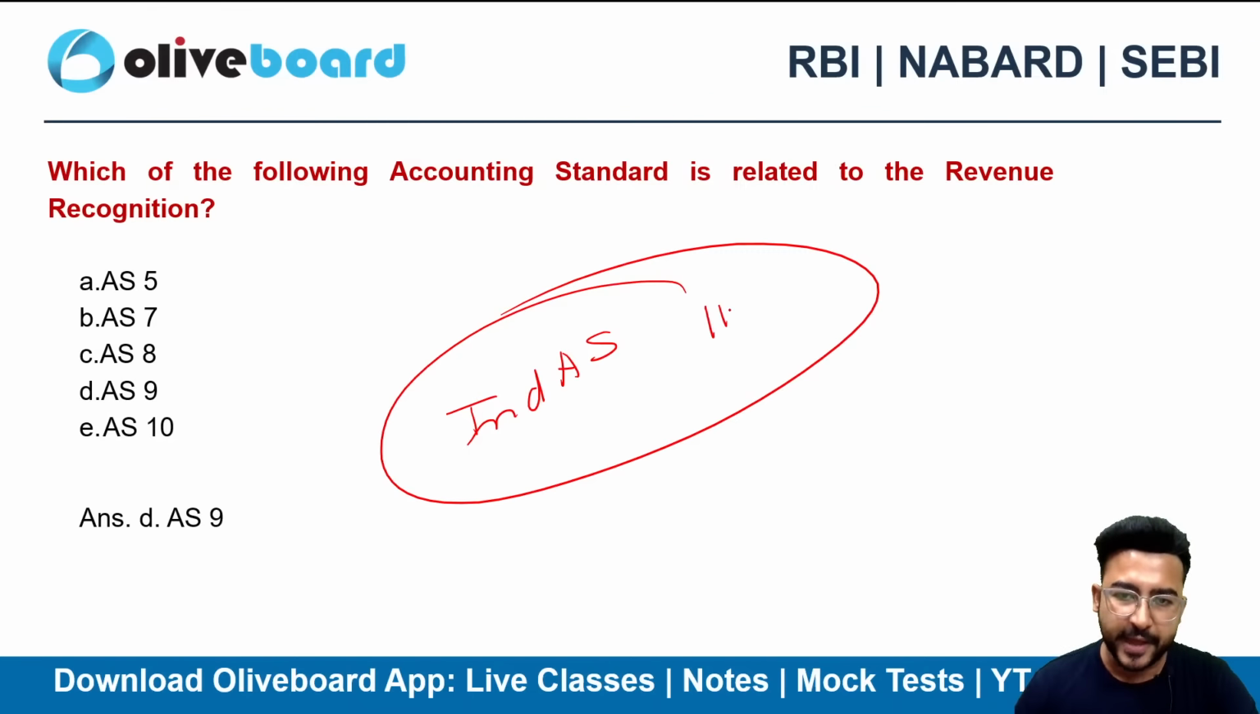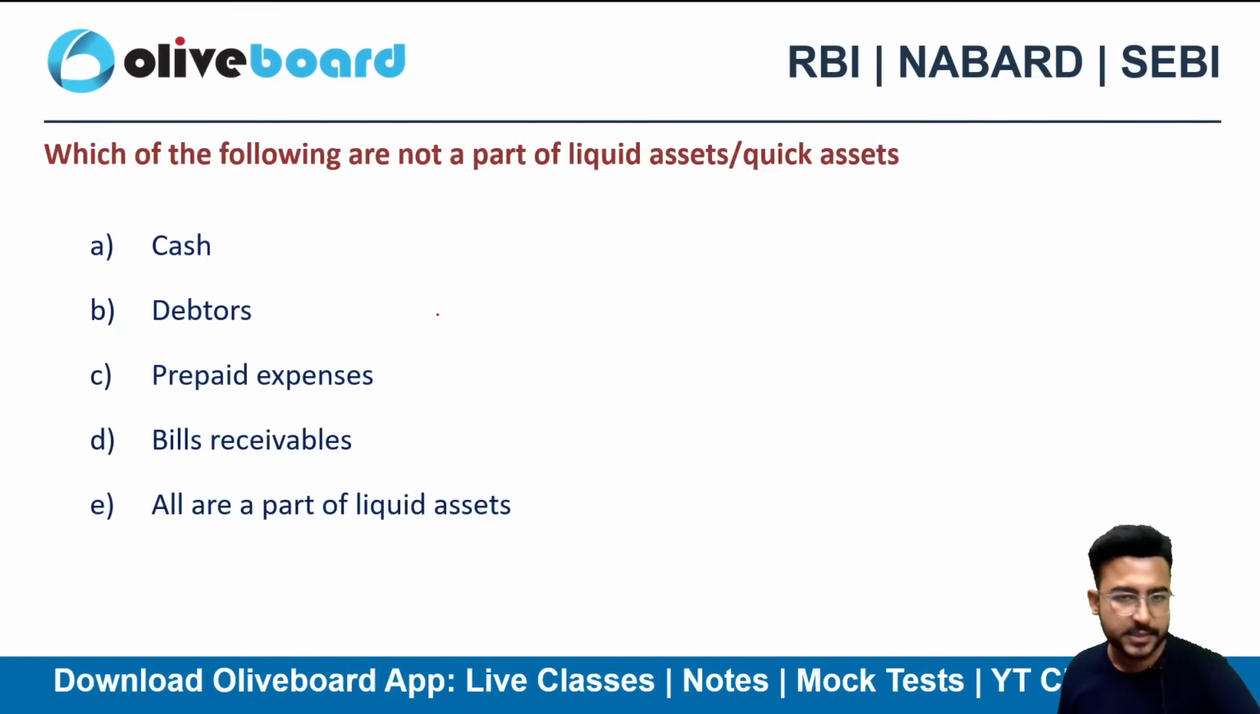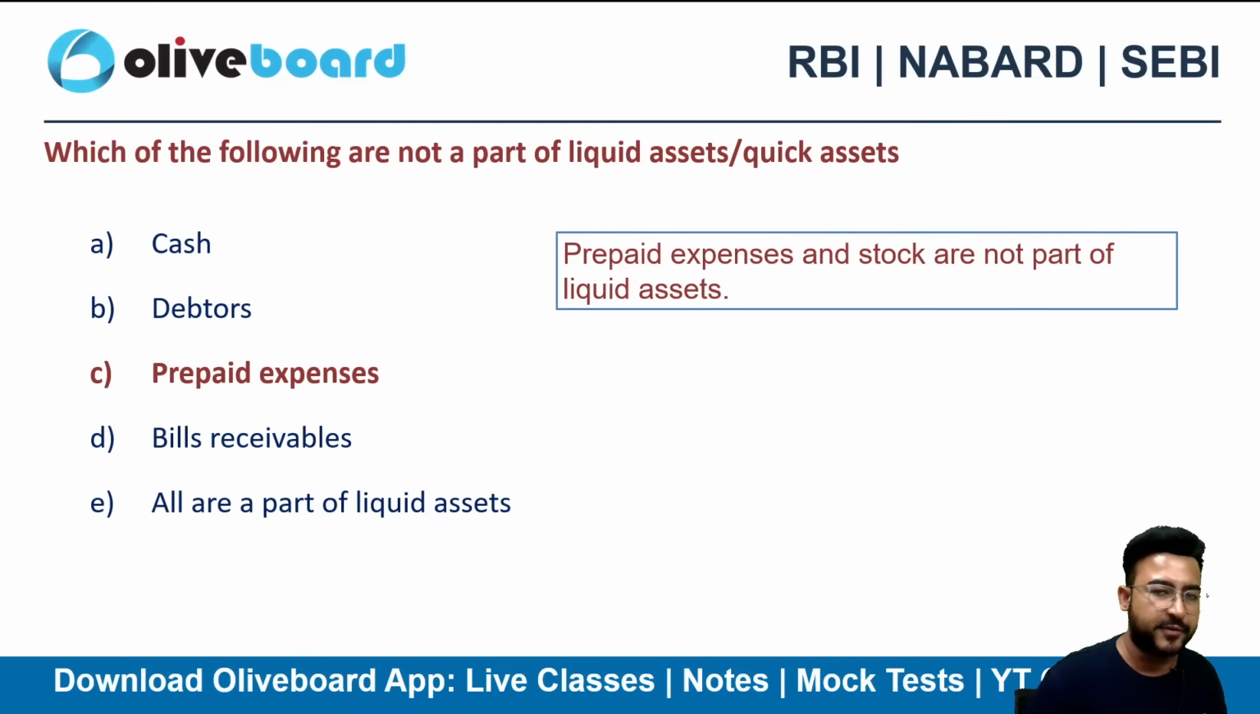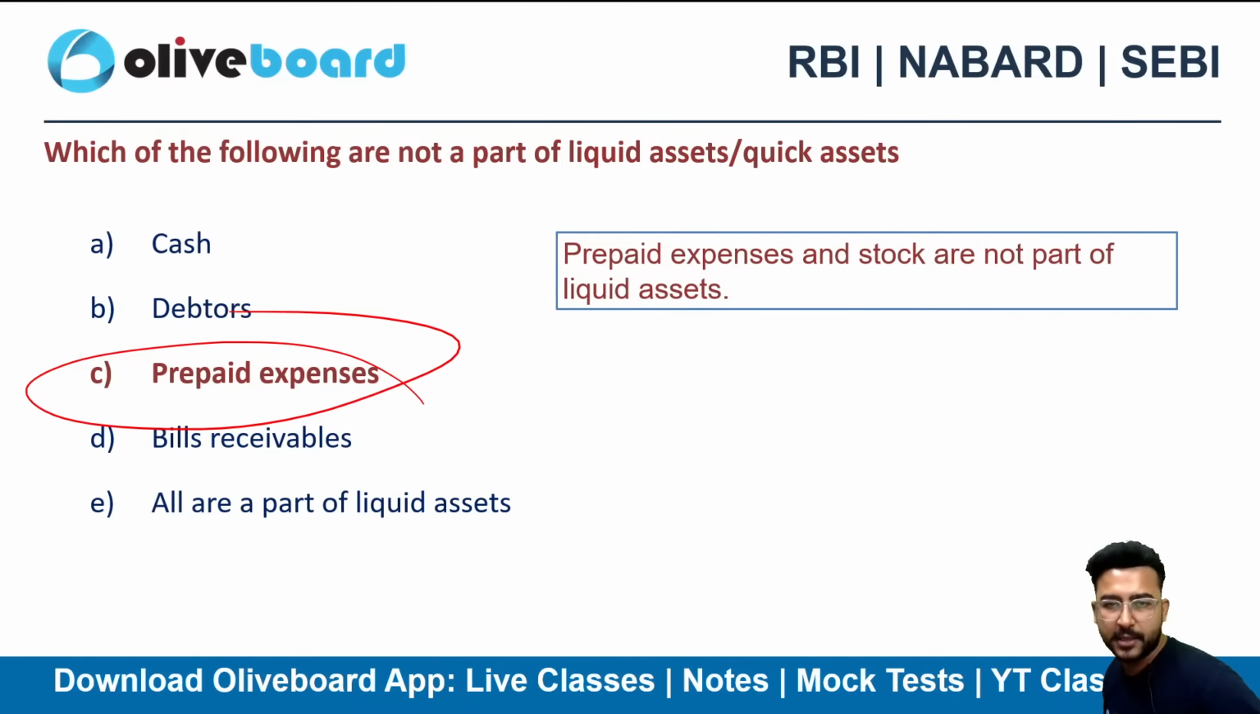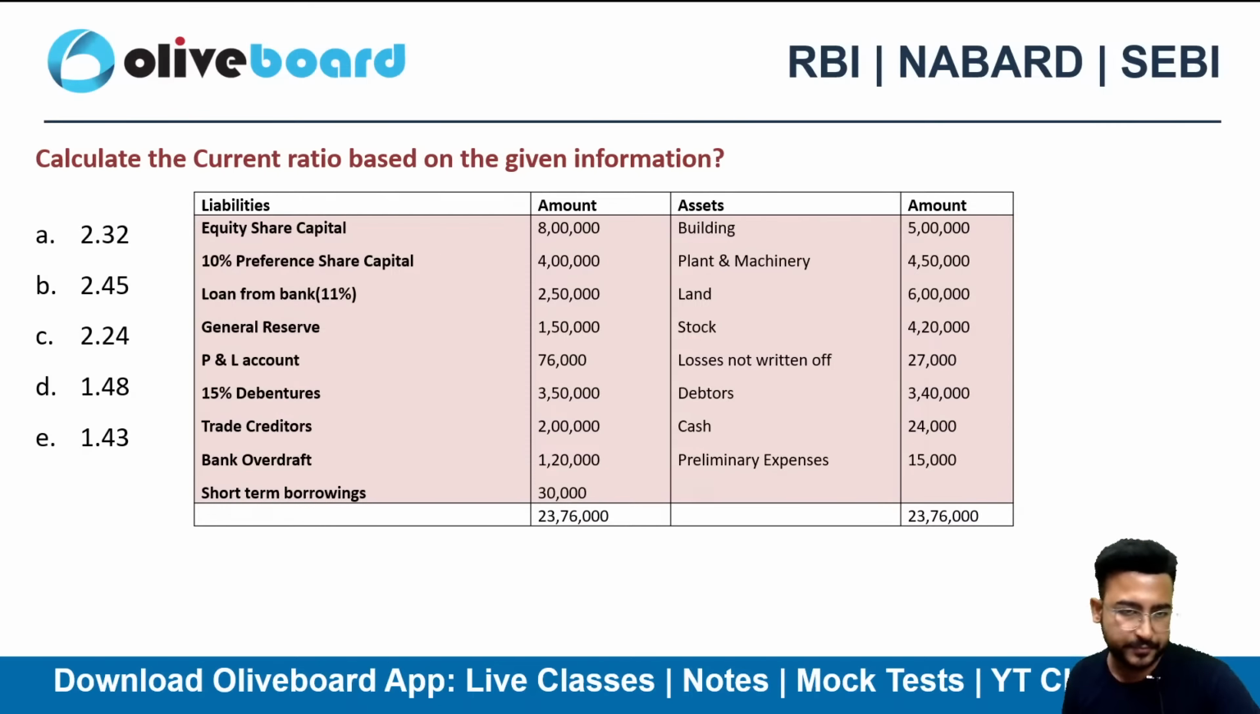Ind AS 115, revenue from contracts with customer, okay? Next one, which of the following is not a part of liquid asset or quick asset? Everyone is a part of quick asset except the prepaid expenses. So we never take prepaid expense, advance tax, and inventories in the calculation of the quick assets.